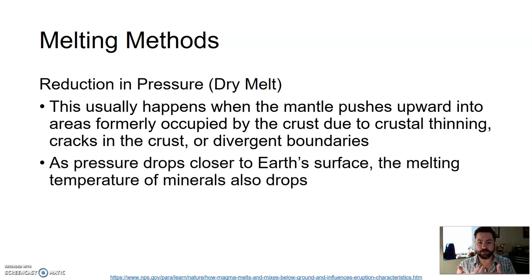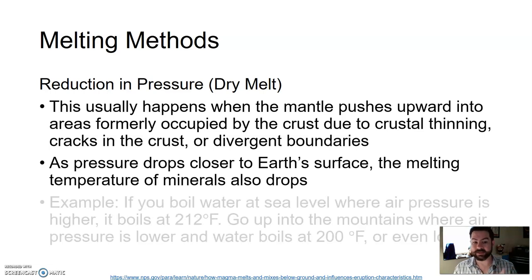The pressure drops the closer you get to Earth's surface. Therefore, the melting temperature of minerals also drops. So, deep below ground, a mineral might need to hit a temperature of, I'm just making up numbers now, 2,500 degrees to melt. But because of the reduction in pressure, the further you get to the surface, the minerals might only need 500 degrees to melt. So you get a drop in melting temperature, making solid material easier to melt.